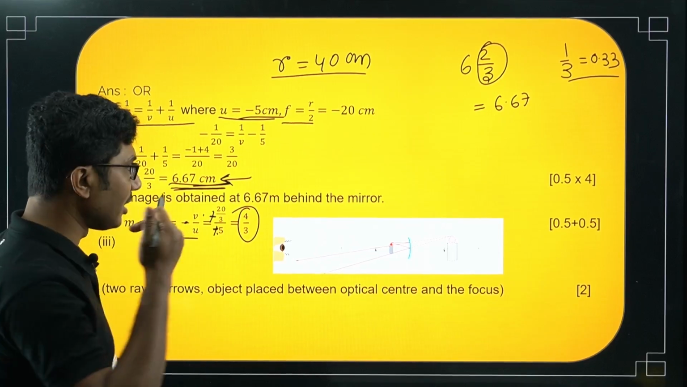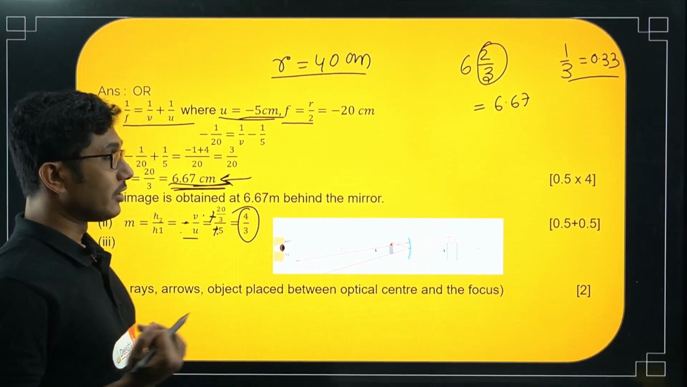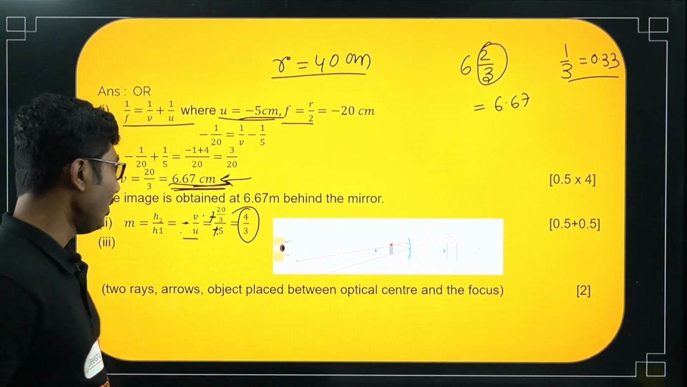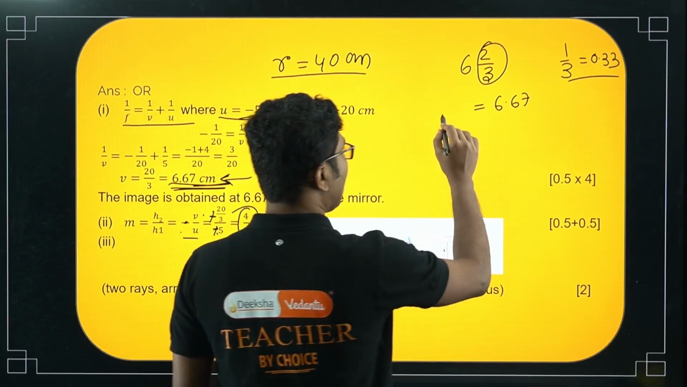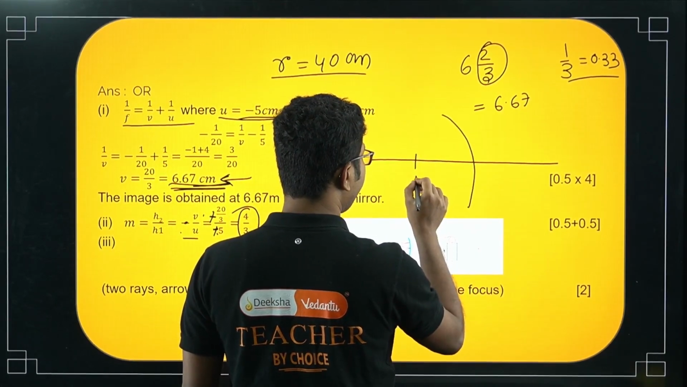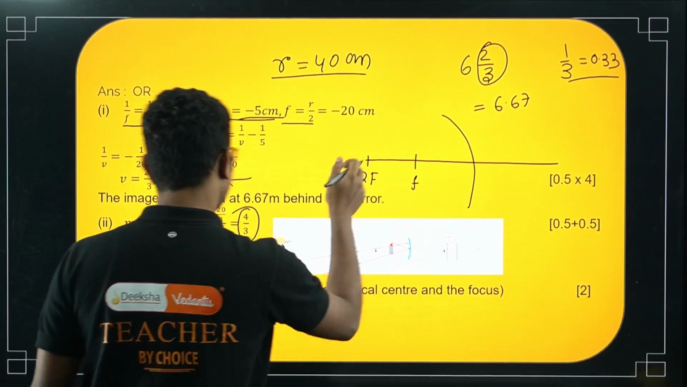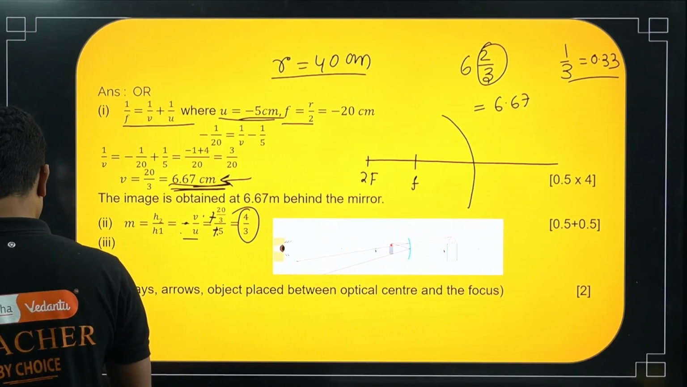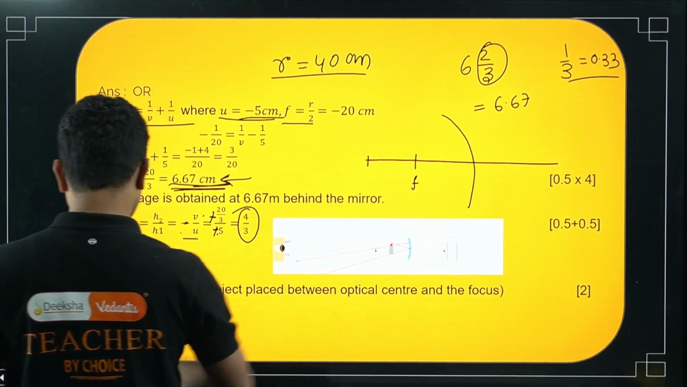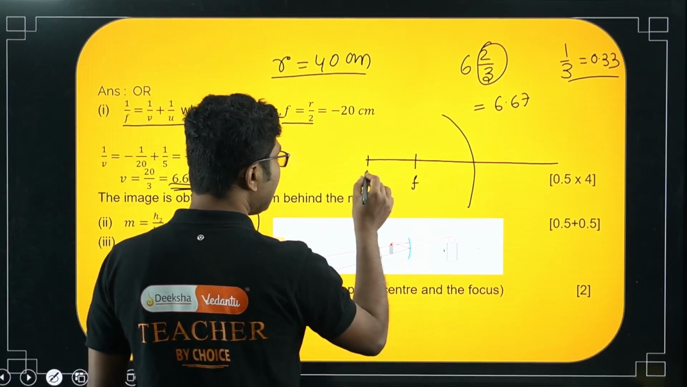And in case of a concave mirror, we know that it forms a real image, and a virtual image when the object distance is less than the focal length. So once you are drawing this ray diagram, suppose this is your F, and this is your 2F. Now remember, this is your radius of curvature, not 2F. In case of a concave mirror or convex mirror, whenever you are drawing the ray diagram, the radius of curvature comes automatically.